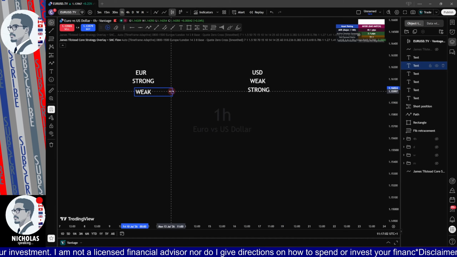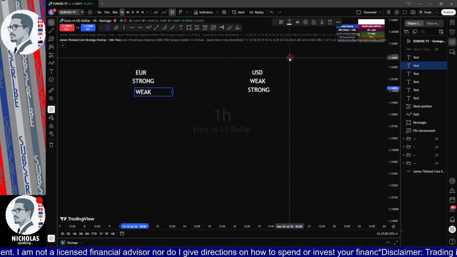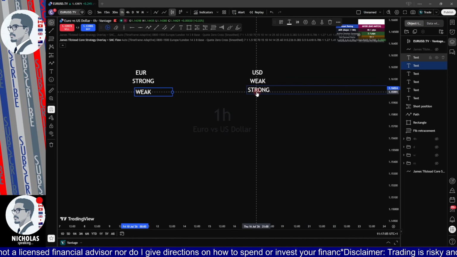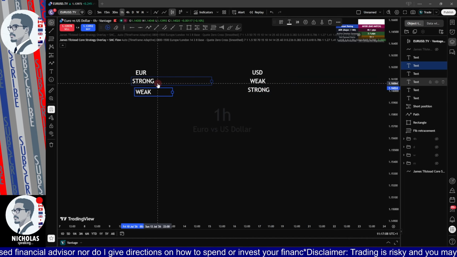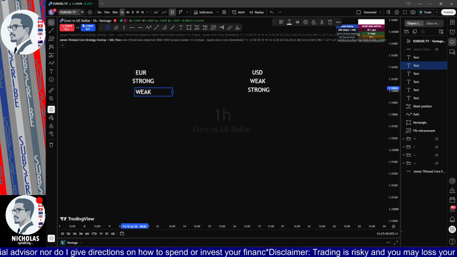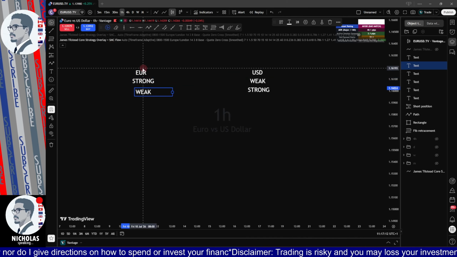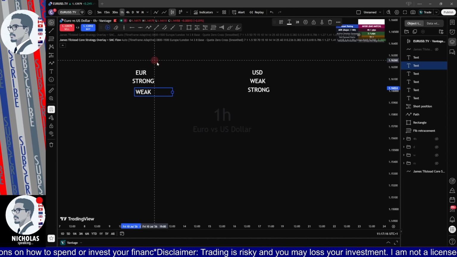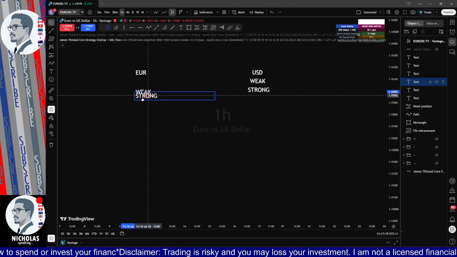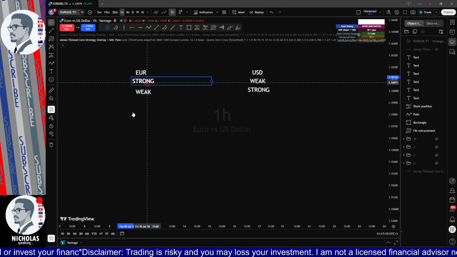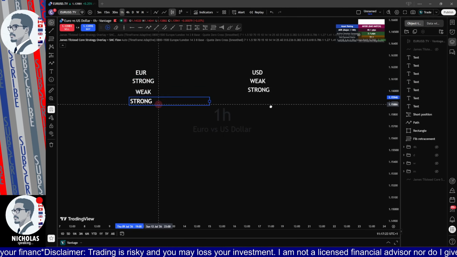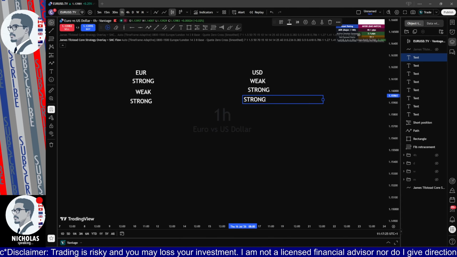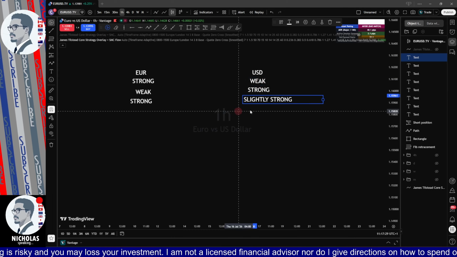And how does it do it? It does it on the back end of the scripts. It's a long story. I don't want to go through it. The short form is it detects for the base and the quote. What is the base? Is it strong? Is the quote weak? If both of them are, for example, let's say this euro is strong, but the dollar is slightly strong. So not so strong as the euro, but slightly strong.